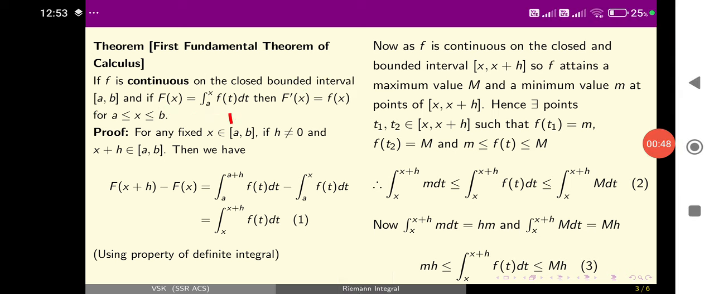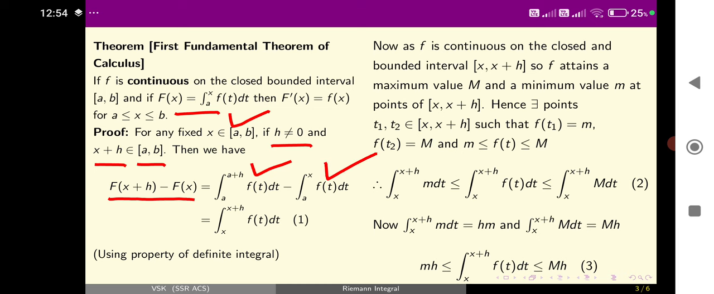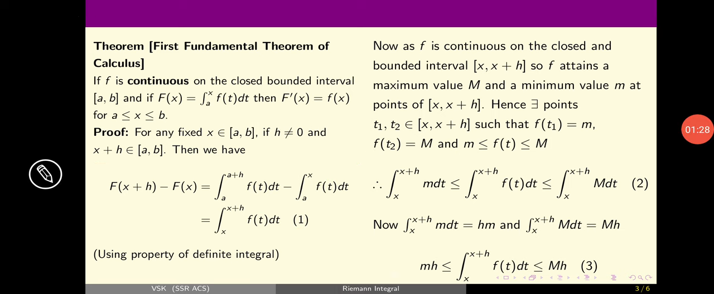For any fixed x belonging to [a, b], if h is not equal to 0 such that x plus h is also a point of [a, b], then, because we are given this, F(x+h) minus F(x) will be the integral from a to x+h of f(t) dt minus the integral from a to x of f(t) dt, and from these two we obtain that it is the integration from x to x+h of f(t) dt. We call it equation number 1, using the property of definite integral. So this is clear that this is equal to this expression, which will be used later on.